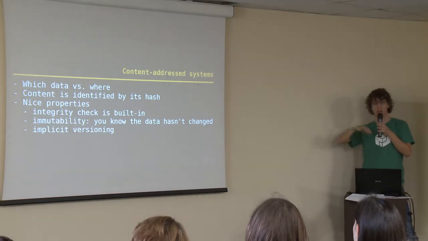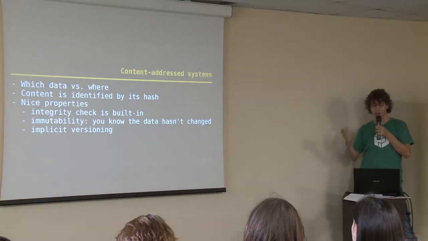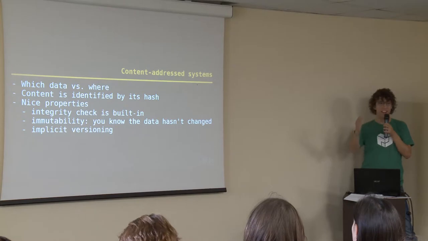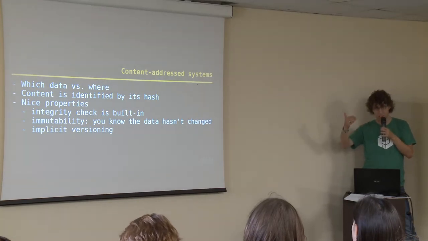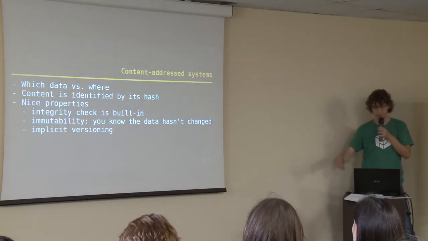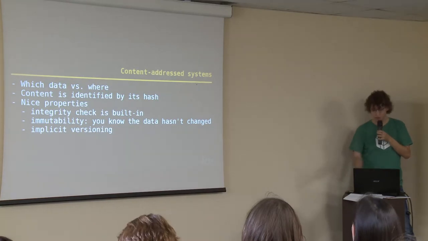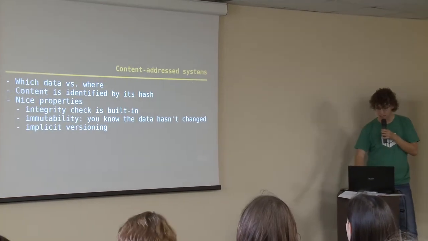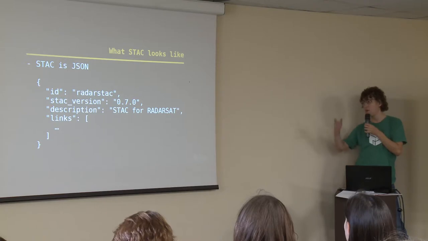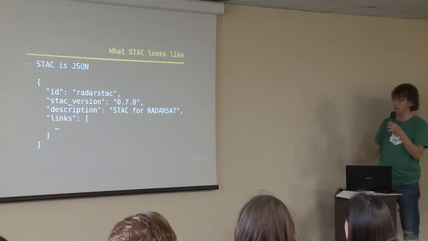Also, in the content address space, data is immutable. This means you know that the data hasn't changed because it has the same identifier, it's the same data. And you kind of get implicit versioning. As I don't have that much time, I'll just skip over it, and I want to give you an example to make it a bit clearer, perhaps.